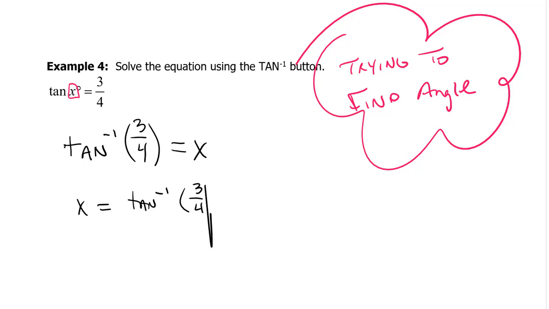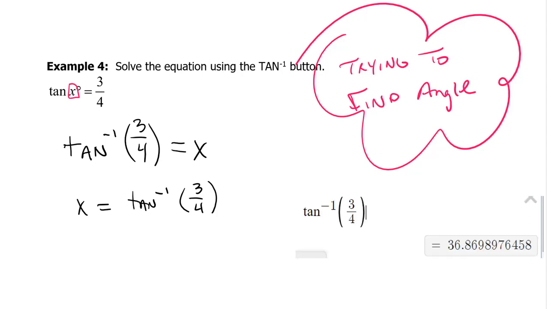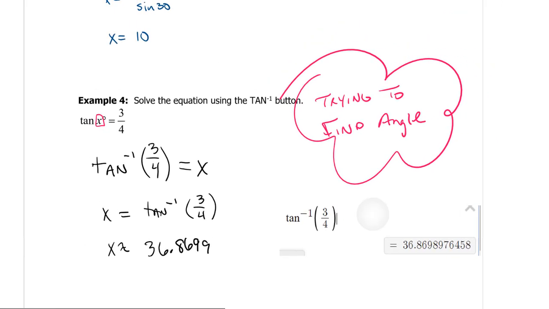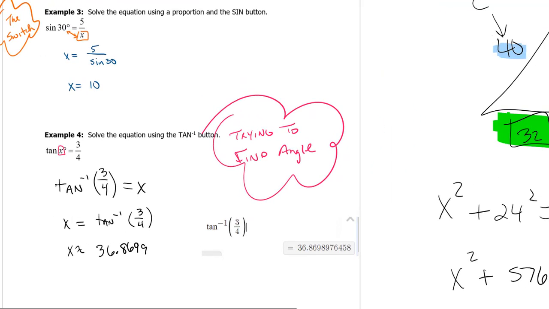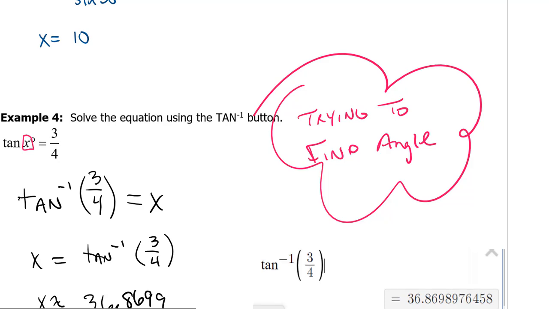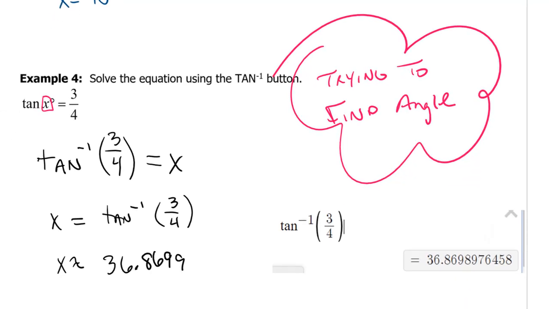Then you'll go to your graphing utility and type that in. And when you do that, you'll get a value of about, now this doesn't say what place to round it to, so we'll go 4 decimal places, 36.8699. All right, so that's how you solve these kind of problems. And again, in the first 2, you're trying to find a side length. The second one, you're trying to find an angle there in example number 4. So be sure you know the differences between how to do that using your graphing utility.